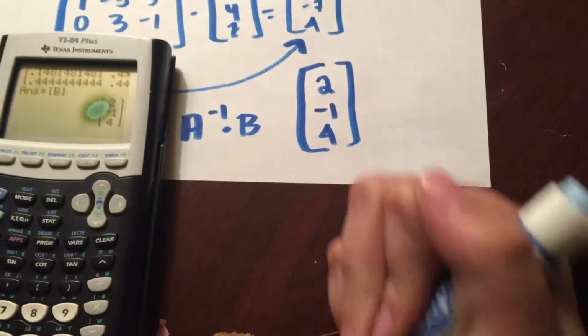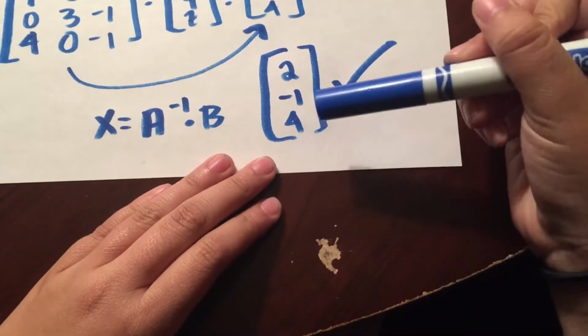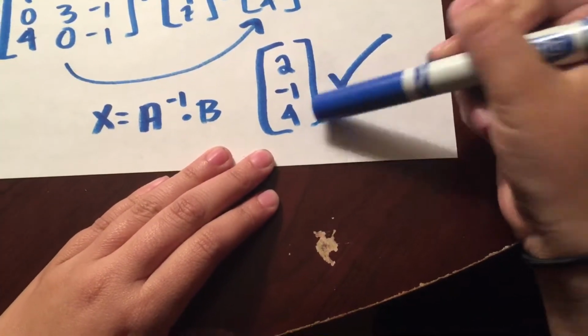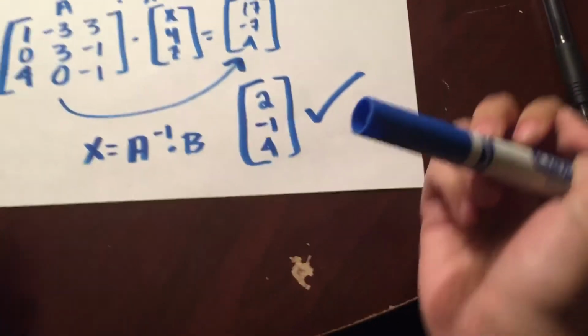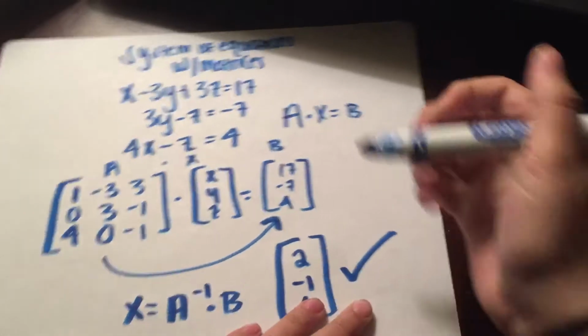Now, usually, that is your final answer. That is the final answer. But obviously, if you don't trust a calculator for some reason and you want to plug it into the equation to check if it's right because you feel like you messed up or something, you can always check it.